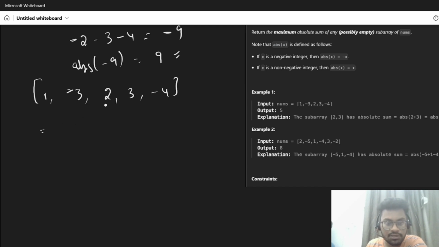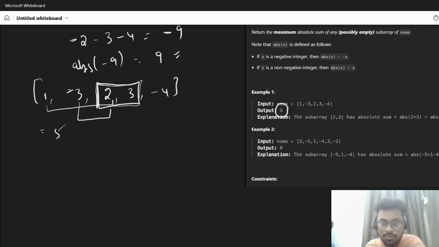So the maximum absolute subarray sum is given by these two elements. If we take any other case, you will get a value which is less than 5. Suppose you take this subarray, what will be the value? 3. And if you take only these two elements, it is minus 1. If you take the absolute, it will still be 1, but it doesn't increase beyond 5. So this is the best subarray that gives the maximum result, which is 5.